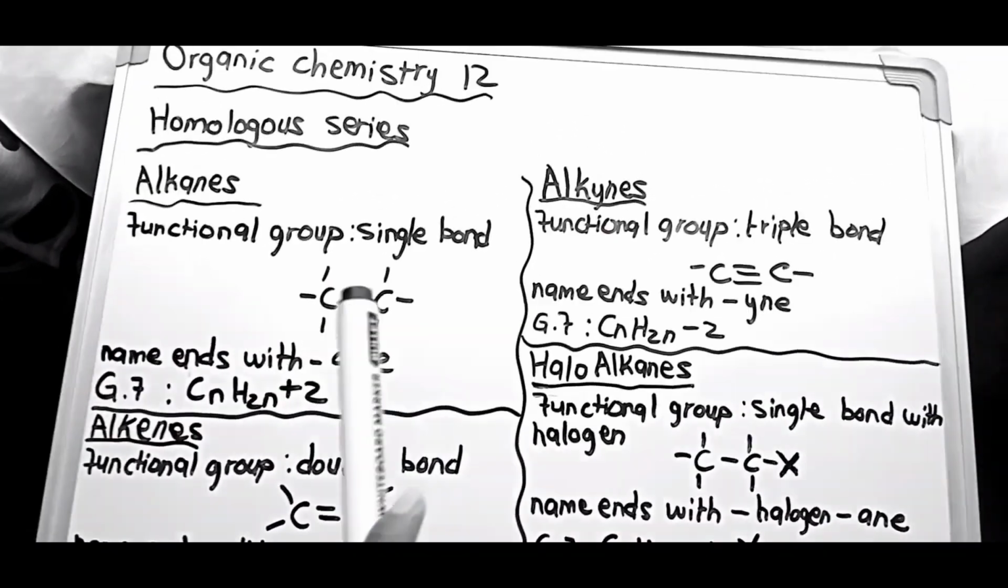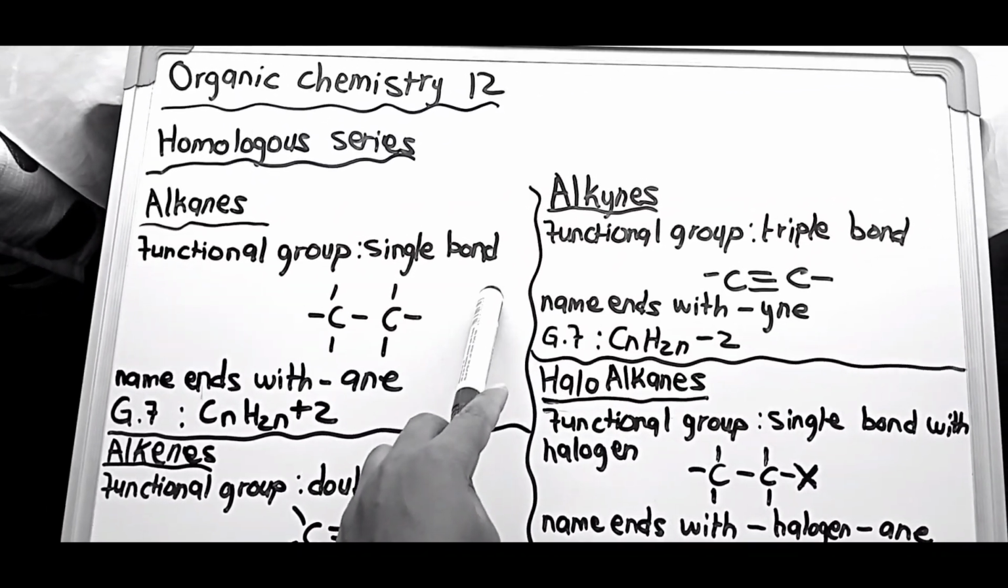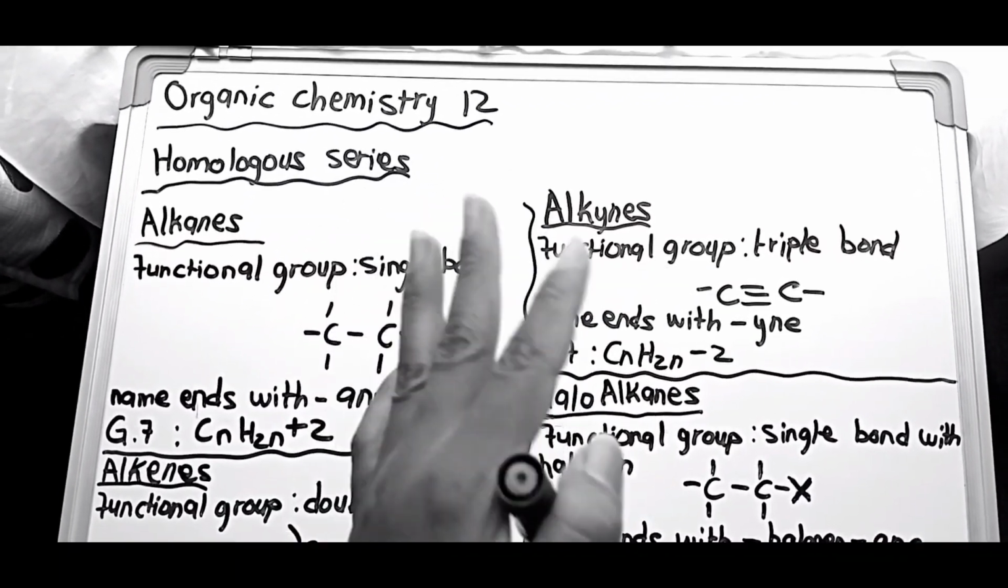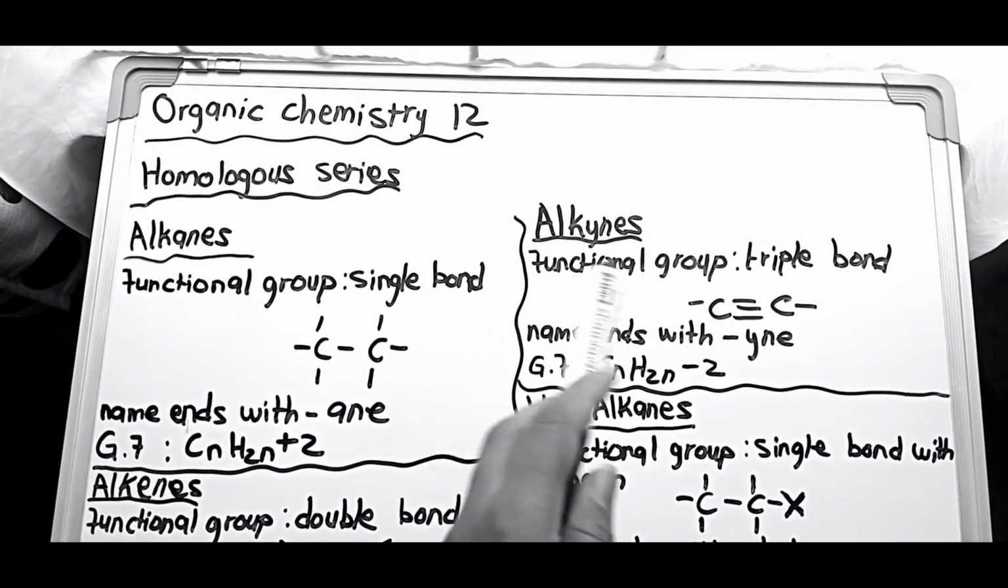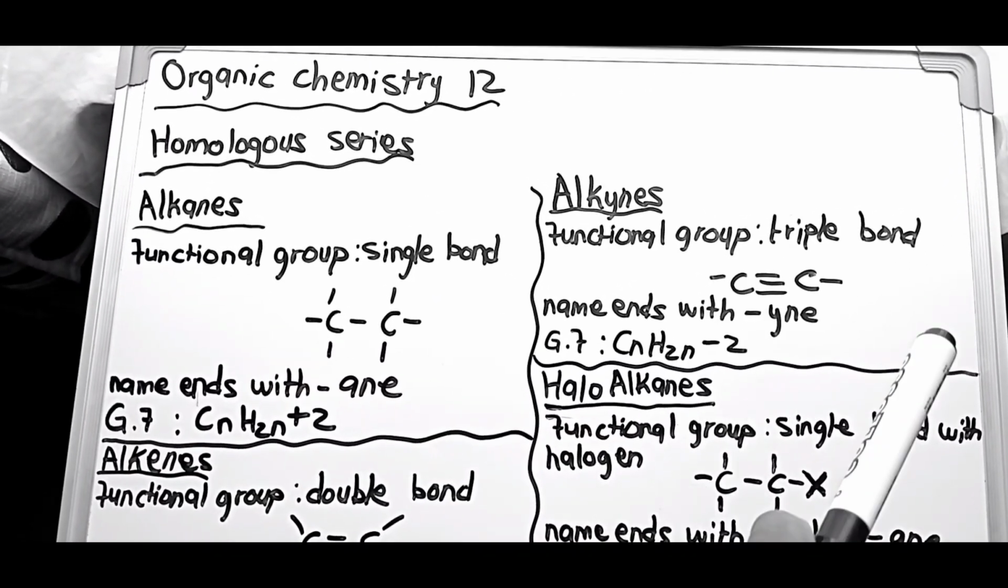The third homologous series is the alkynes. Alkynes, or there's no master pronunciation, right? So the functional group for the alkyne is the triple bond.